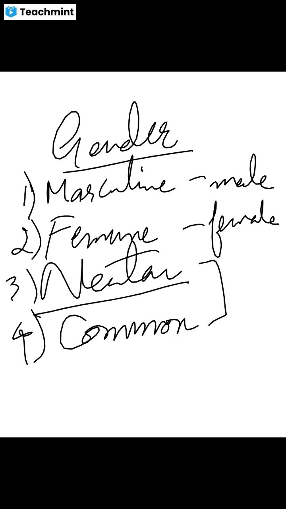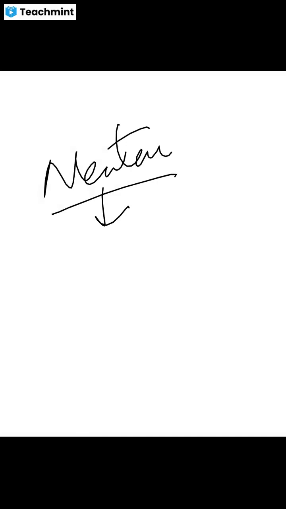Neuter: there are words in English which are neither taken as male nor female. Those words where we do not have any gender, neither male nor female. Neuter, it's beyond the genders. There are words which are never taken as male or female.